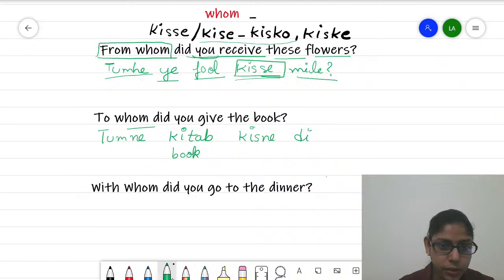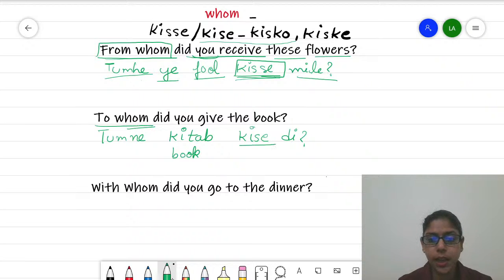Sorry, I think this is not correct. To whom did you give the book? तुमने किताब किसे दी? So if you see here, we used from whom किससे and to whom किसे. तुमने किताब किसे दी? To whom did you give the book? With whom did you go to the dinner? Now again, if you see, it is different. From whom, to whom, and with whom. So again, it will change.